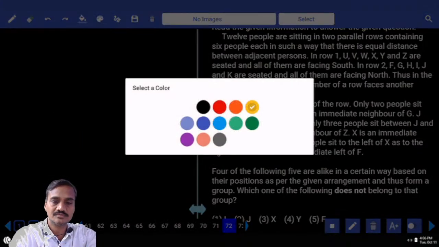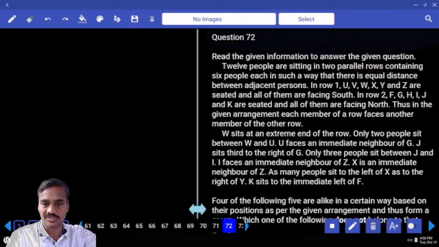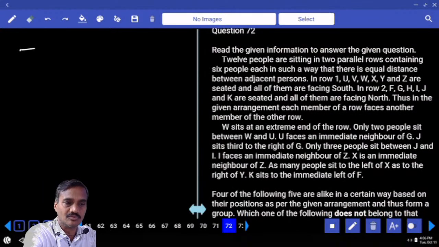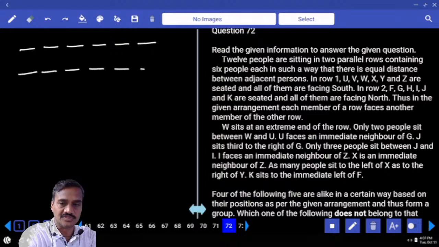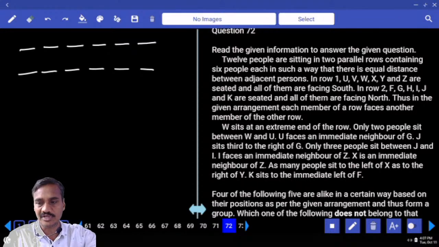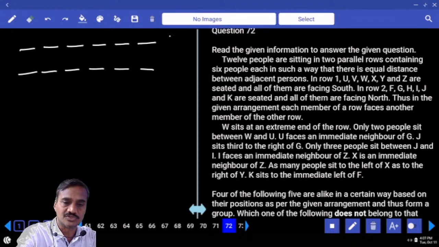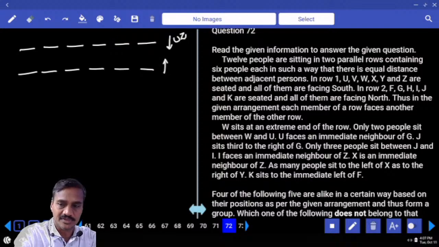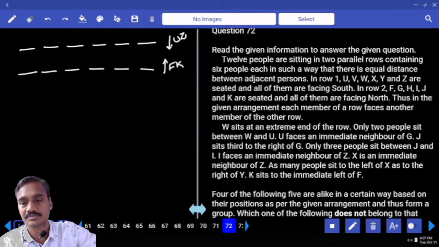Then questions 72 to 76. Now there are 12 people. Here again there are 12 people, 1, 2, 3, 4, 5, 6 in each row. In row 1, U, V, W, X, Y, and Z are all facing south. And F, G, H, I, J, K are facing towards north.